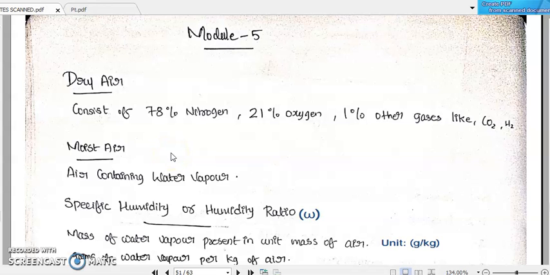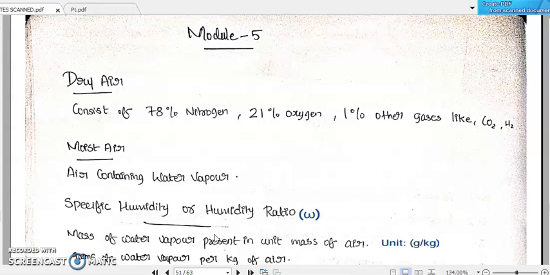Dear students, let us continue our discussion on air refrigeration and air conditioning. Now we are going to start a new module, module 5, which is dedicated to air conditioning. As the name suggests, it is the conditioning of air. When we think about air conditioning, it is a very beautiful part of our refrigeration and air conditioning subject, or it can be considered as a separate science in itself.